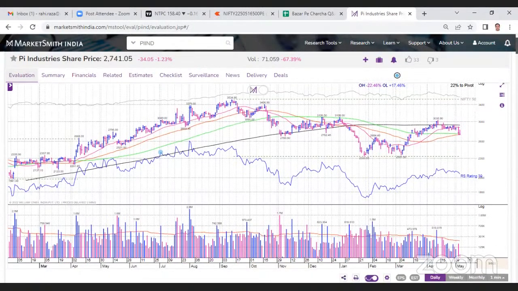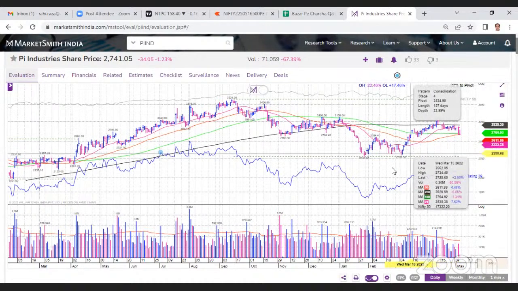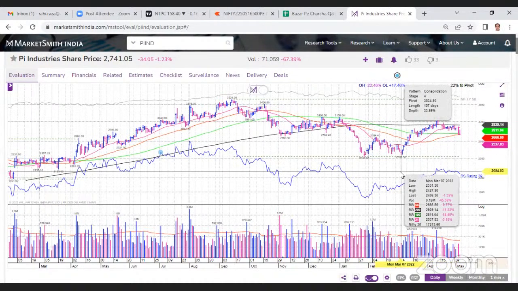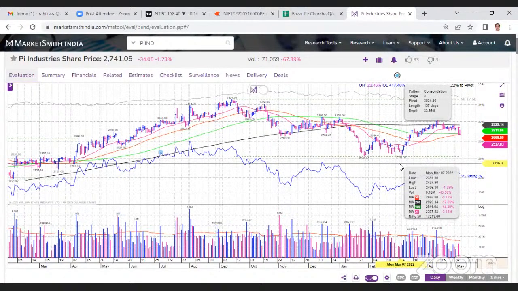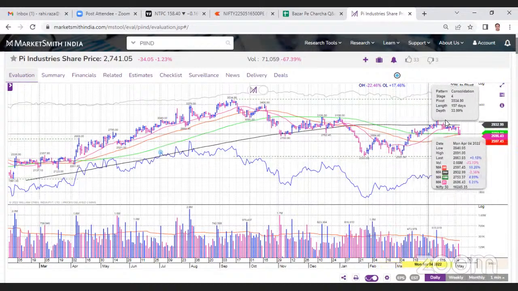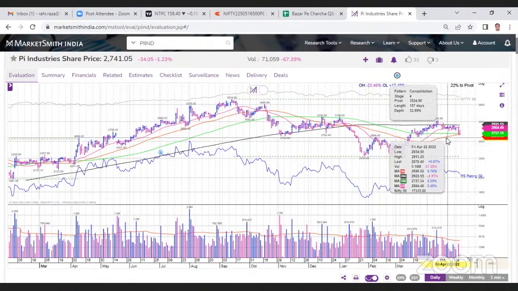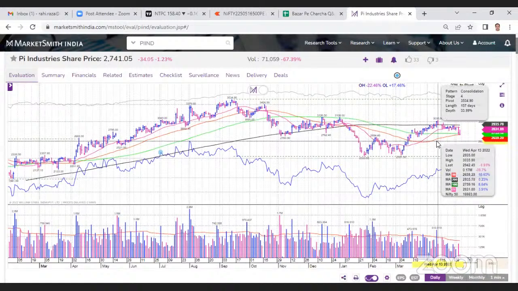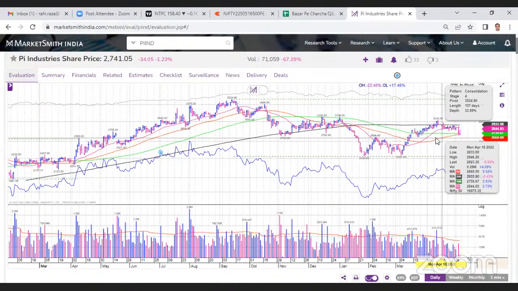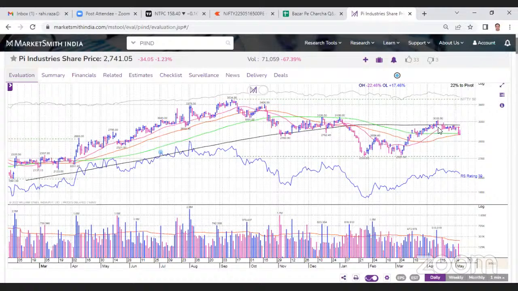So this is the daily chart of PI Industries, and the stock is actually facing resistance towards this 200 EMA. If you look at the chart, especially on the 7th of March, after the stock hit the low at 23,151, it tried to reverse its trend and reached up to 3,035. But after its recent high placed around 3,035, the stock has again started moving towards the downside.